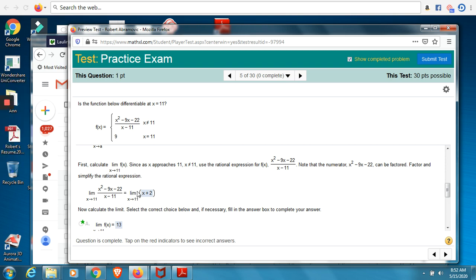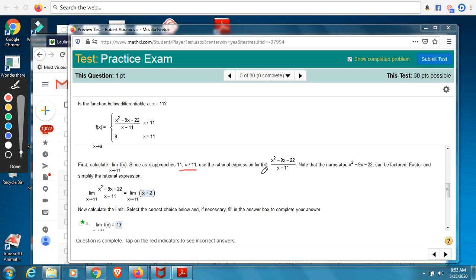Now let's calculate the limit. So this is what we just did. Calculate the limit as x goes to 11 of f of x. Since as x approaches 11, x is not equal to 11, in this rational expression the numerator can be factored. And what we get is x plus 2. Plug in x equal to 11 into the x plus 2, and we get 13.